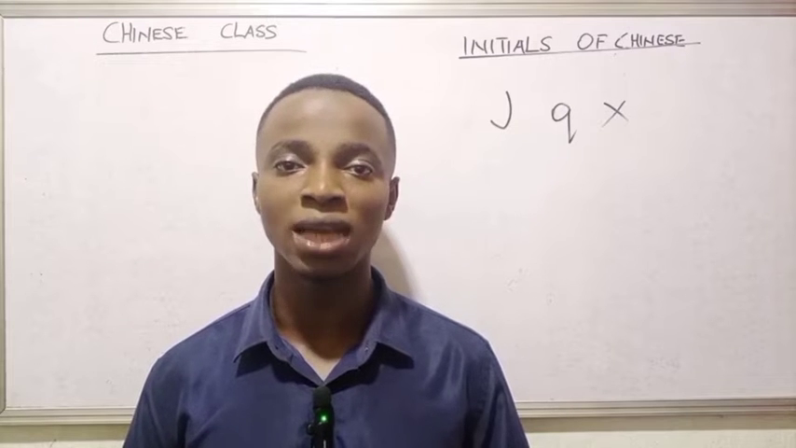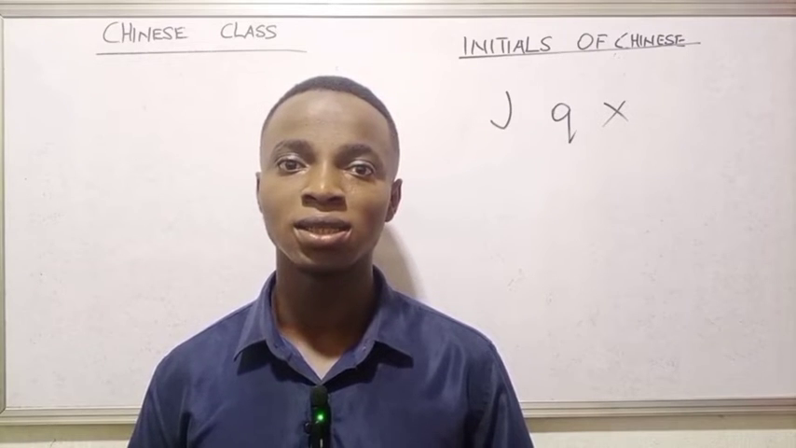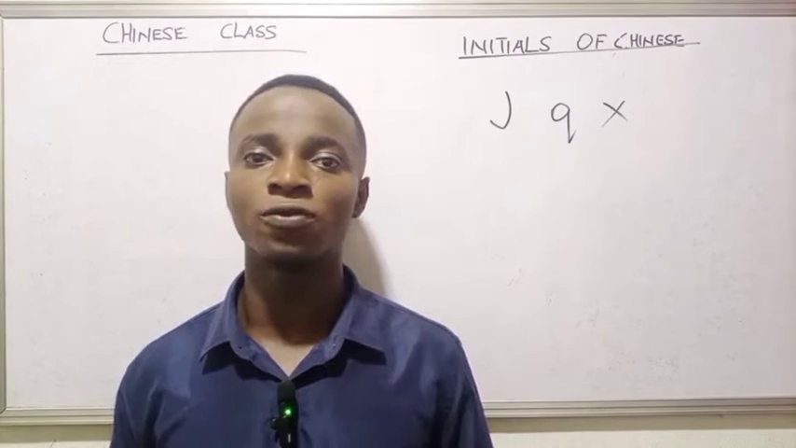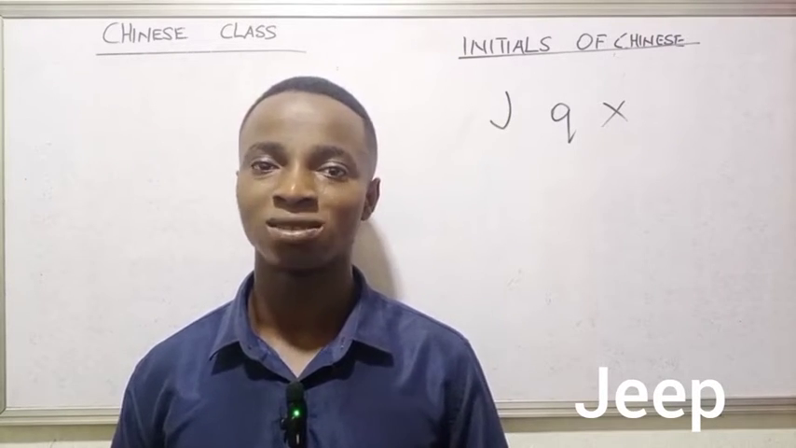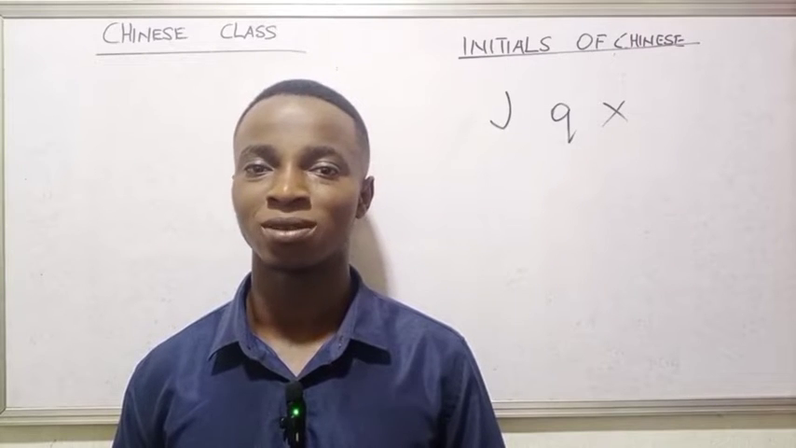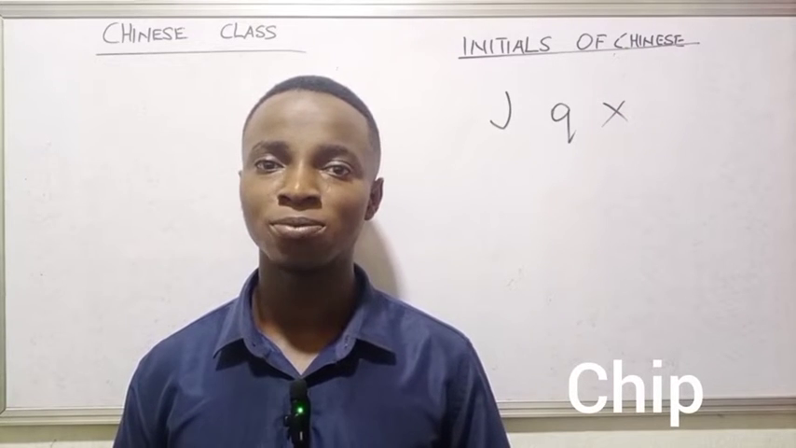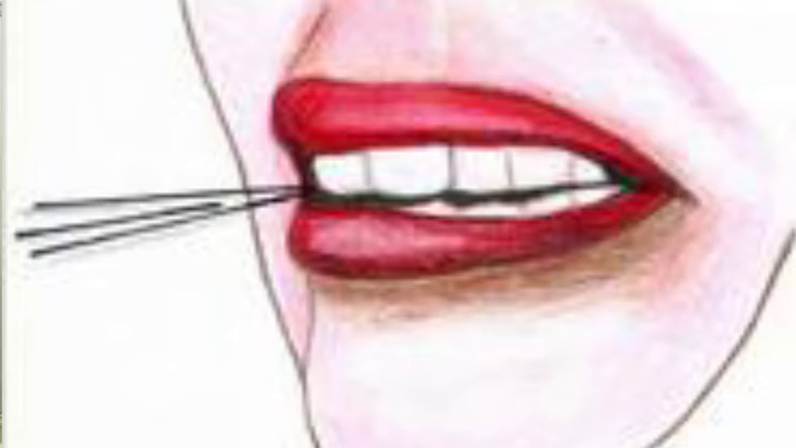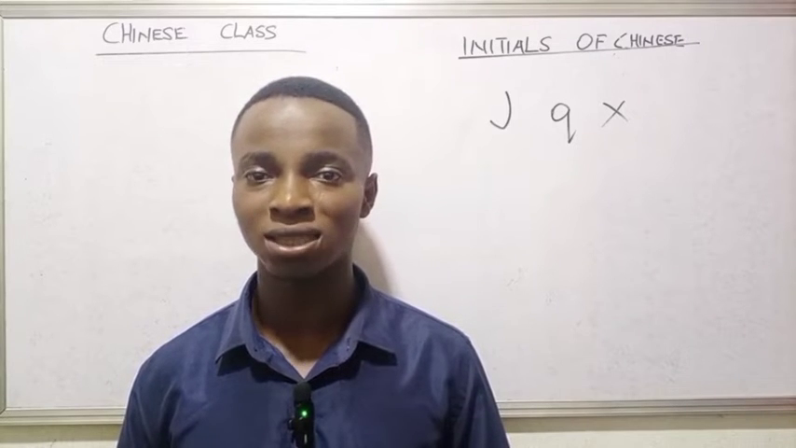Beautiful. So in today's episode, we are going to be looking into the three initials written on the board. The first one, letter J, has a sound of jeep, just like the English word cheap. Add a strong airflow, that is tip. The last one is just like xylophone in English language.